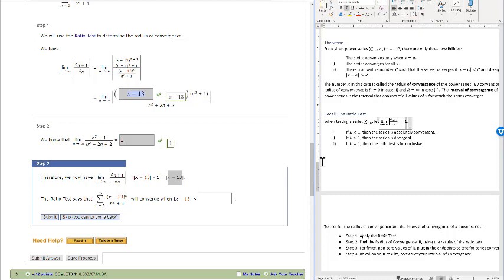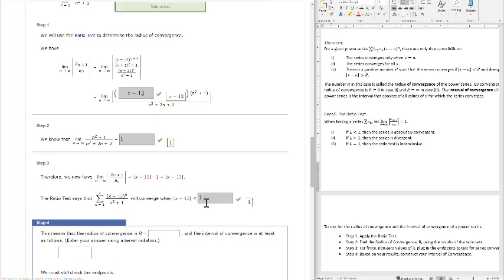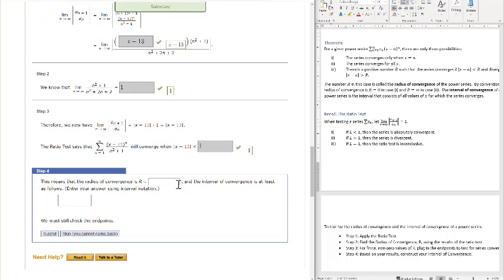We know that in the ratio test, as long as L is less than 1, the series is going to converge. So we set up an inequality with absolute values where the absolute value of x minus 13 is less than 1. So that means that the radius of convergence here is going to be 13. If we solve for this, we will have negative 1 less than x minus 13 less than 1. Then we would add 13 to both sides, and we'll see that the distance from the center point to the edge would be 13.